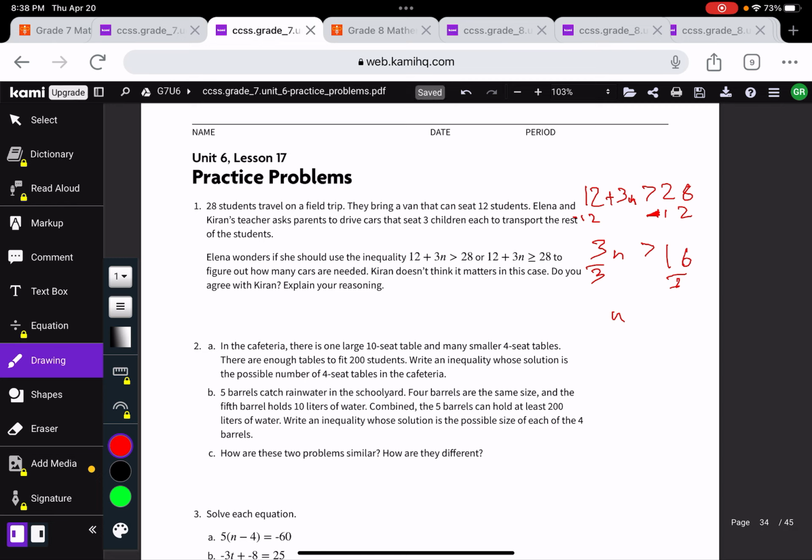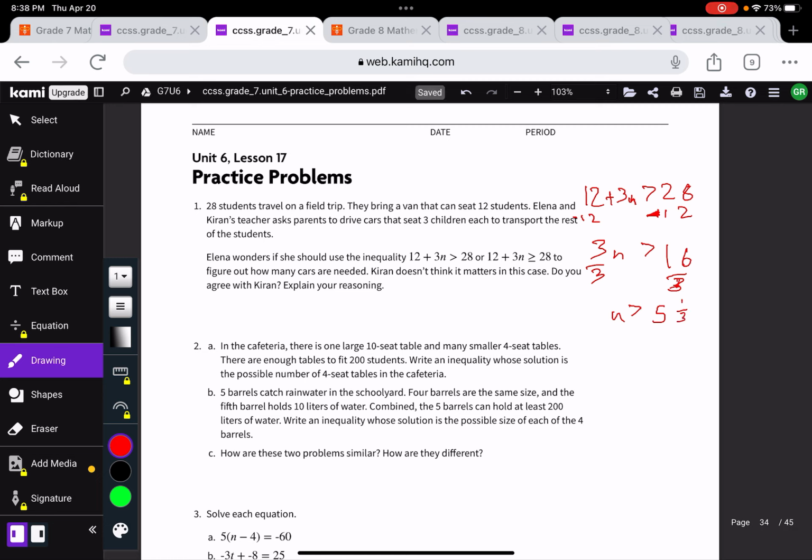If we get rid of the 12 kids in the vans, that means there's 16 kids left for vehicles. 12 are in the van, that means 16 are left that need vehicles, and there's 3 in a vehicle. So how many vehicles? Well, 16 divided by 3, that means n has got to be greater. The number of vehicles has to be greater than 16 divided by 3. 3 goes into 16 5 times with a remainder of a third.